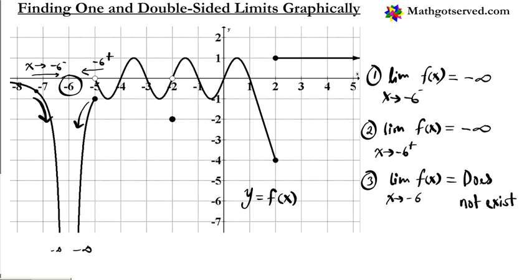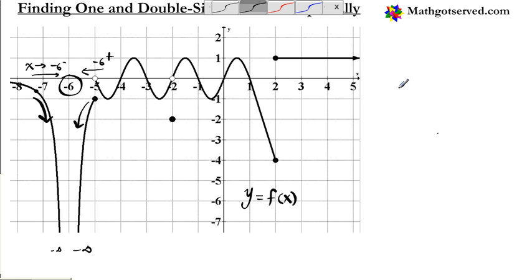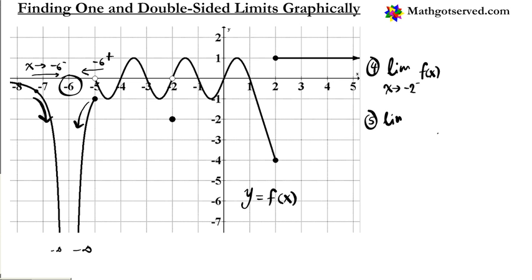Let's move on to 4, 5, 6. For examples 4, 5, 6, we're going to be looking at the following limits. Number 4: the limit as x approaches negative 2 from the left of the function. And number 5: the limit as x approaches negative 2 from the right.